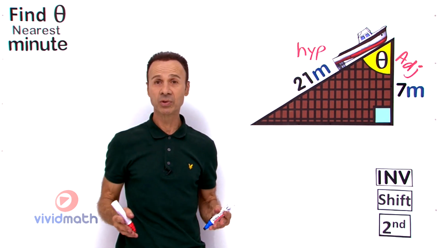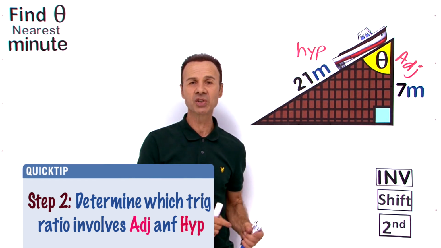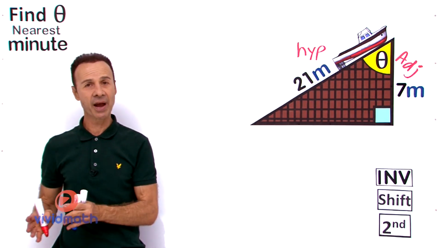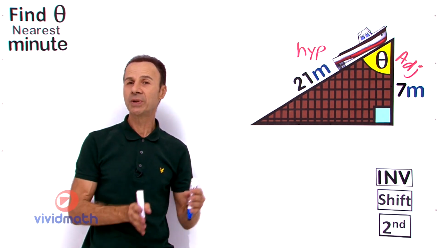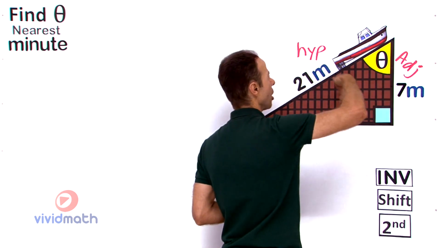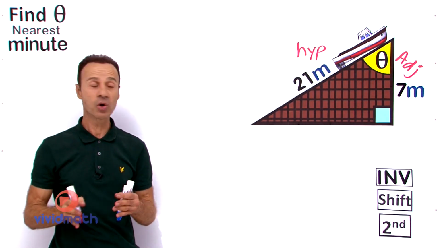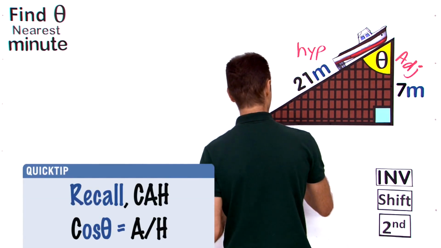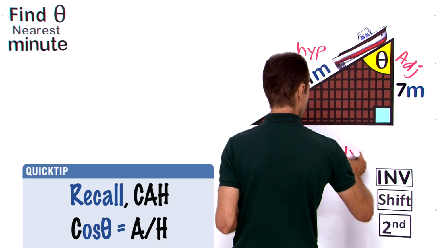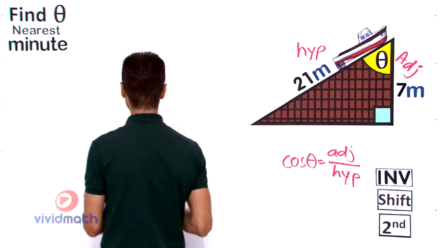So now what we want to do is determine which of the three trigonometric ratios is appropriate for finding that angle theta. Is it sine, is it cosine, or is it tangent? Well, it's going to be adjacent over hypotenuse, and the one trig ratio that does that is cosine theta. So cosine theta equals adjacent over hypotenuse. Okay, let's go ahead and do that then.